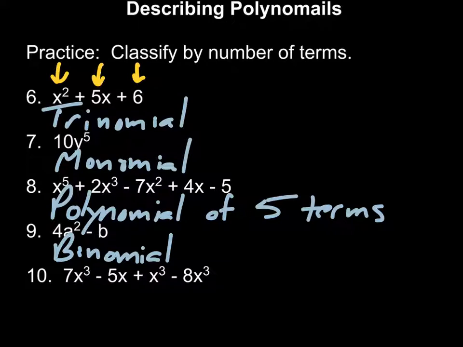And finally, number 10, it looks like 4 terms, but there's actually not going to be 4 terms here because it does simplify. Because I see multiple x cubes here, so first thing I want to do is simplify. So I do 7 plus 1x cubed, so that's going to be 8x cubed. Minus 8x cubed, well, that goes away, so there's 0x cubes. All there really is is negative 5x here. And negative 5x is a monomial.